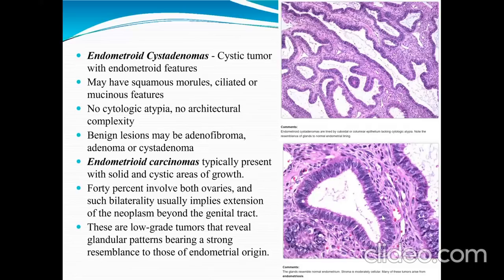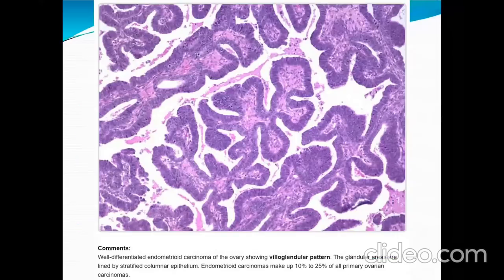As we can see in the photomicrographs here, the first one is showing endometrioid cystadenoma and is lined by cuboidal to columnar epithelium that is having no cytologic atypia. And we can also see that this lining is resembling that of an endometrial lining. The second photograph is again showing us a closer view where we can see that the gland resembles that of a normal endometrial gland.